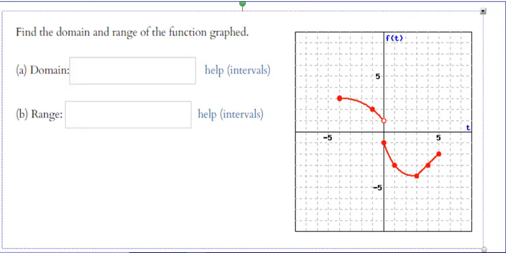Now, let's look at this one. Domain. How far to the left? Well, this happens to be the furthest point to the left. I bring it down. It's -4. This happens to be the furthest point to the right. Now, let's take a look at this right here. There's an open dot and a closed dot.